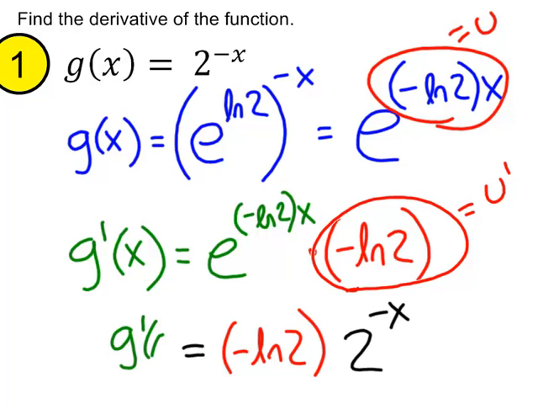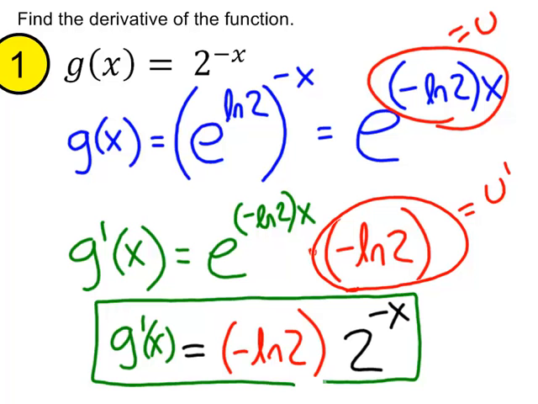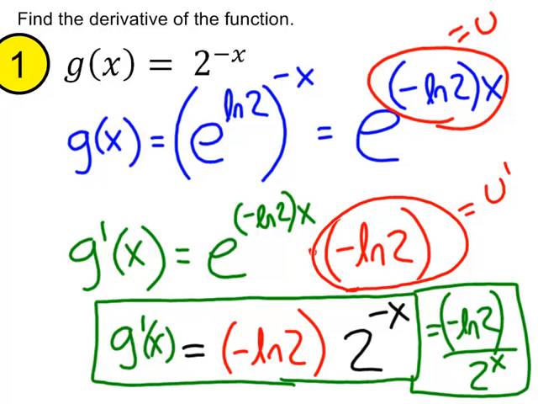We'll put a box around it. If you want to, you could take that negative exponent, and you could also write this as negative ln 2 over 2 to the x power. That's another way you could write it, but you don't have to as far as I'm concerned. And there you have it.